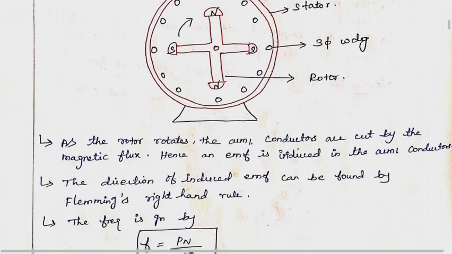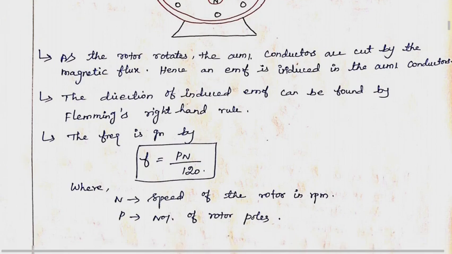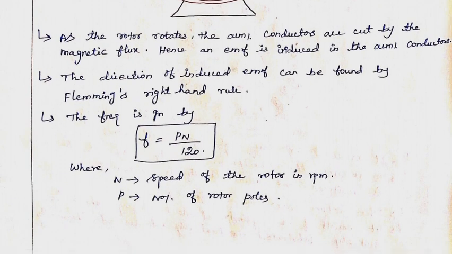Then the frequency of the alternator is directly proportional to the synchronous speed, that is F = PN/120, or else the synchronous speed N = 120F/P, where N is the speed of the rotor and P is the number of poles in the alternator. This is the simple construction detail and working principle of the alternator.